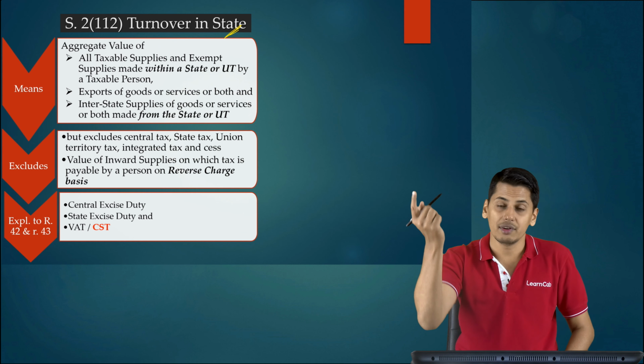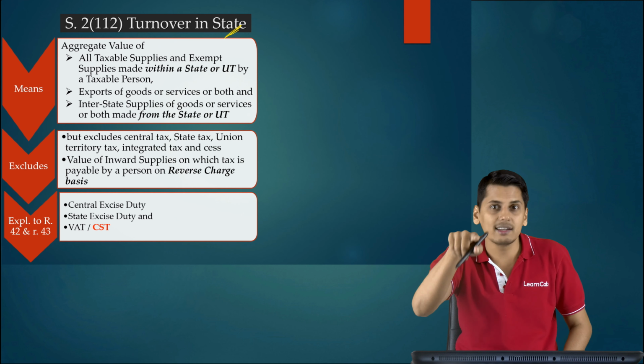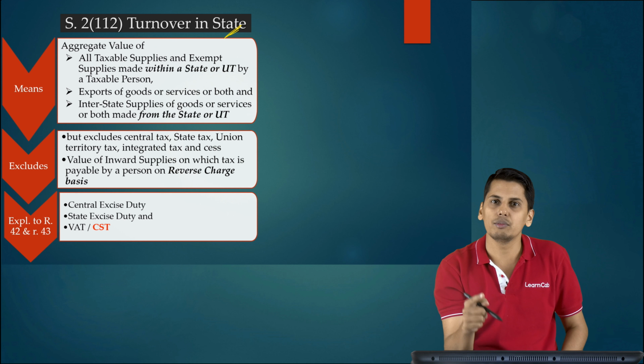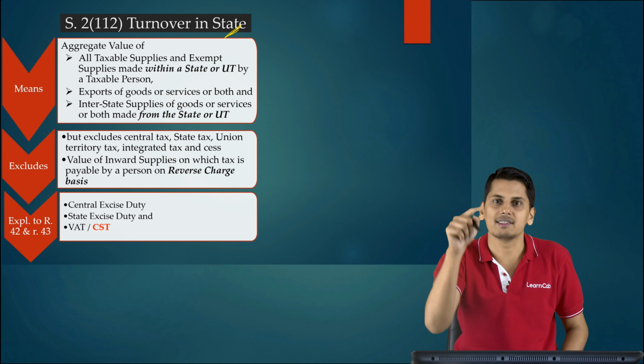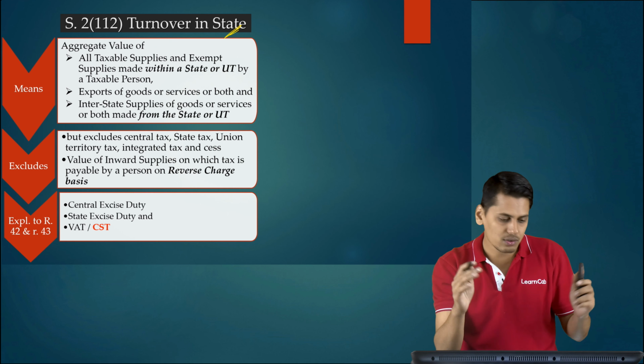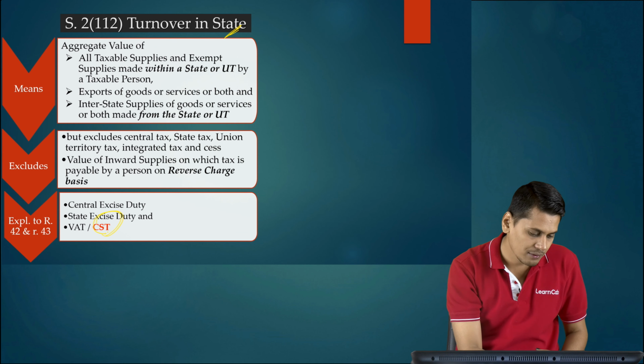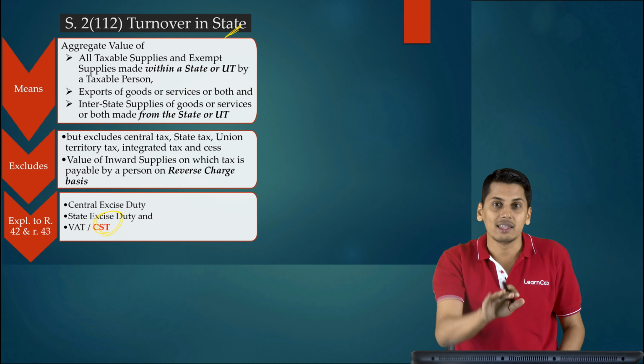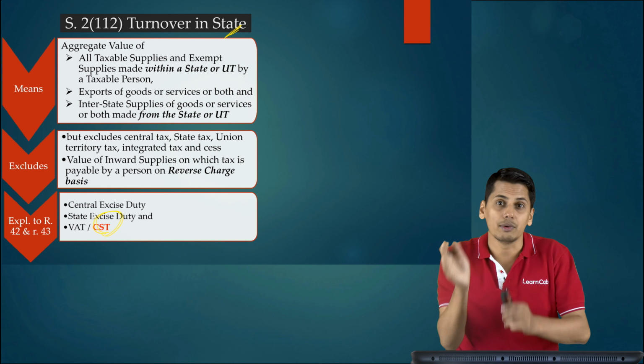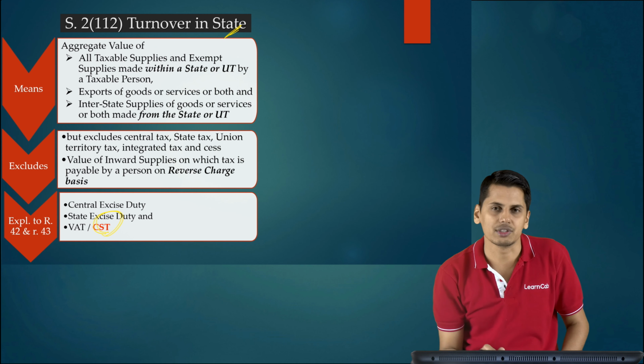Next, turnover in the state. Friends, in the value of exempt supplies, there was an accidental omission of CST. That accidental omission is rectified in the value of exempt supplies in the numerator, and also in the denominator. The accidental omission has been rectified, and from the denominator also they will exclude the CST portion because it is excluded in the numerator portion.